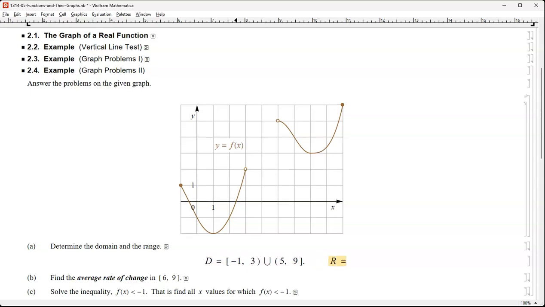Alright, how about the range? It's going to be trickier. You have to look at the y coordinate. What's the lowest? -2, and it goes up to 1, 2, 3, 4, 5, 6. Is that it?